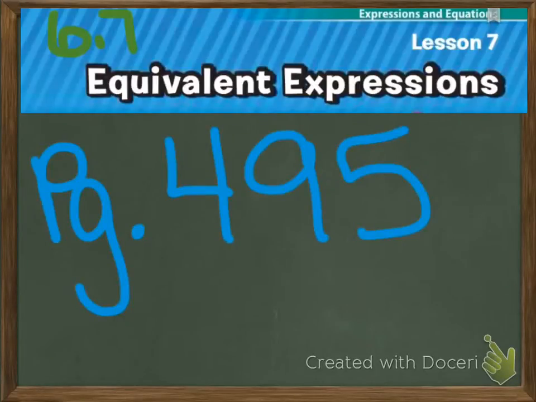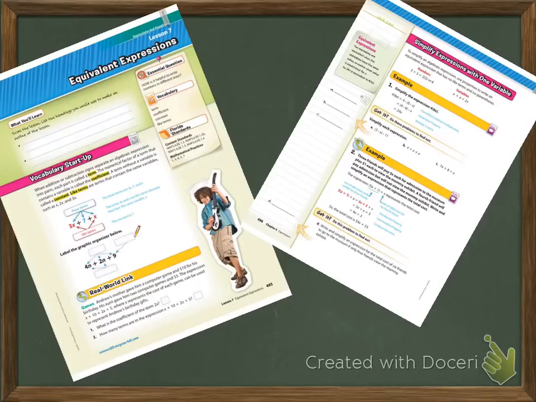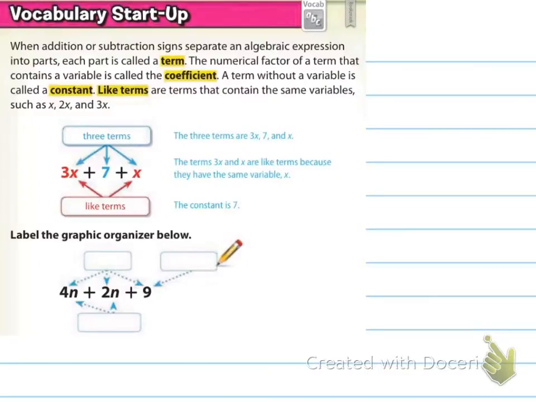All right, we're working on 6.7 equivalent expressions, and that starts on page 495. The first thing we're going to work on is our vocabulary startup. It says when addition or subtraction signs separate an algebraic expression into parts, each part is called a term. So for instance, we'd have this example, there's 3 terms here.